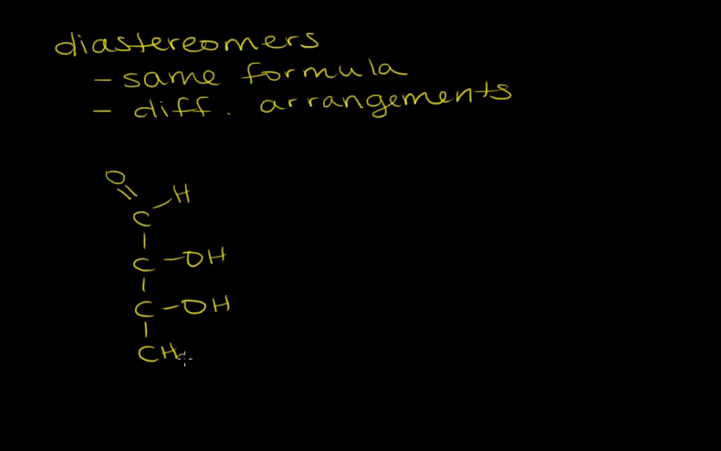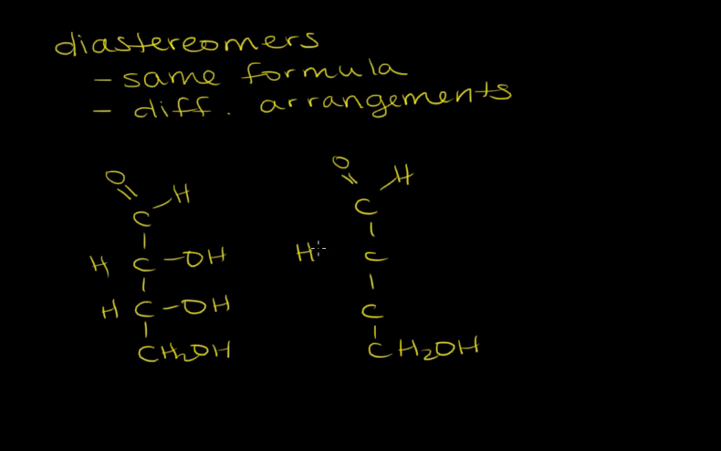CH2OH, H, H. Next one: 2, 3, 4. Top and the bottom are the same, aldehyde, but H, OH, H. Okay, first off, both of these are D configuration because the bottom hydroxyl, the one that's attached to the bottom chiral carbon, is pointing to the right. So both of these are D.